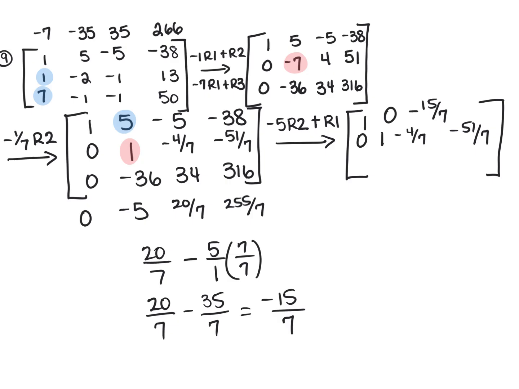Then I'm going to take 255 over 7, and I'm going to subtract 38 over 1. And again, I have to get a common denominator of 7. So this gives me 255 over 7. And then I'm subtracting 38 times 7 gives me 266. And that's over 7. So -266 plus 255 is going to give me -11 over 7. So that's what goes over here.